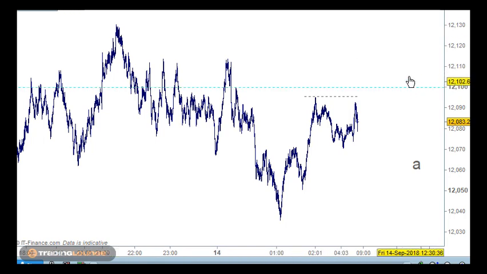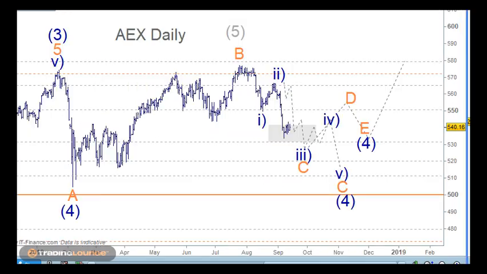So long trades can go on to this point here. So wait for 12,100 to be on the long side there. And for the Netherlands, I just wanted to bring into the daily chart here.